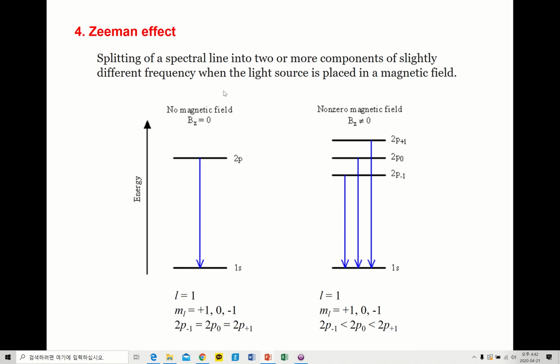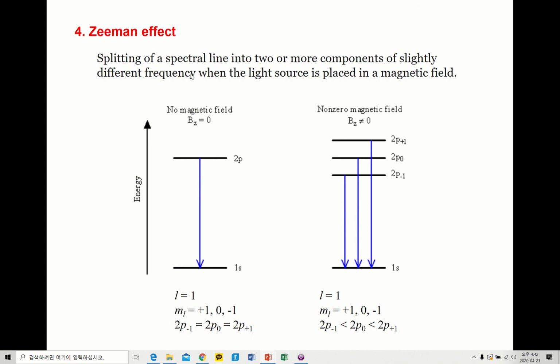Okay, next idea is the Zeeman effect. Zeeman is a person's name, pronounced Zeeman, who discovered this effect. Let's consider what the Zeeman effect is.